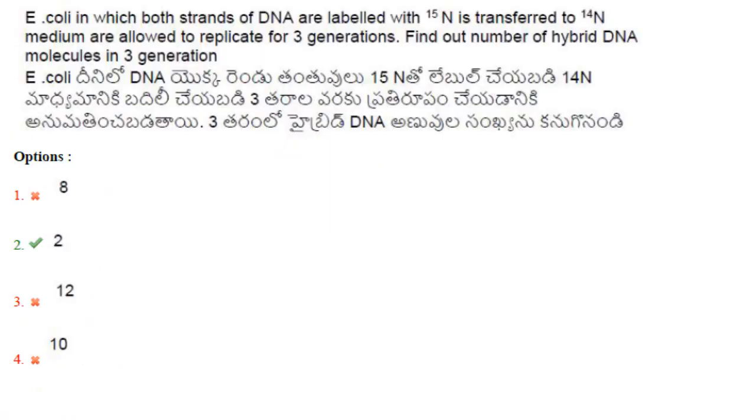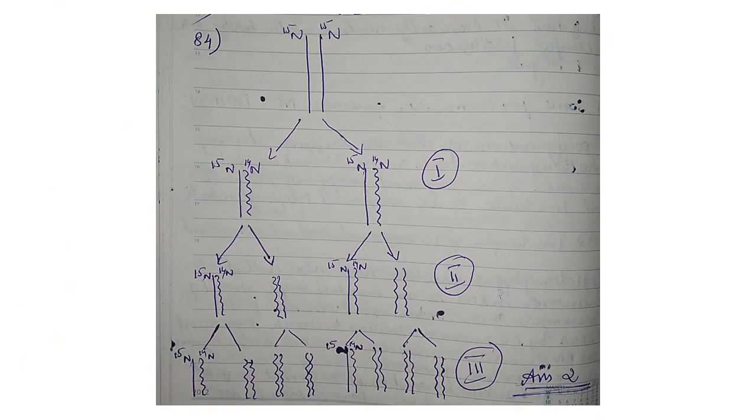E. coli, in which both strands of DNA are labeled with N15, is transferred to N14 medium and allowed to replicate for 3 generations. Find out the number of hybrid DNA molecules in the third generation. This I have done in the next slide. So here E. coli, which is N15, is transferred to N14 medium and is allowed to replicate for 3 generations. Now we have to see hybrid DNA. Hybrid DNA is N14, N15 together in one DNA molecule.